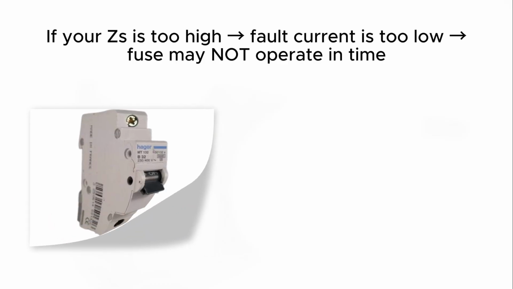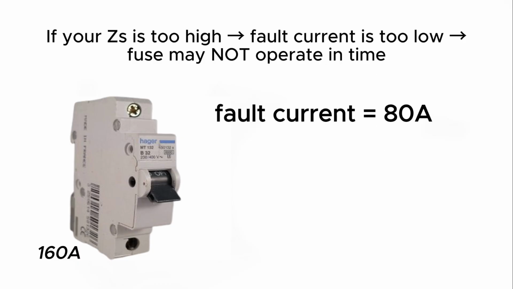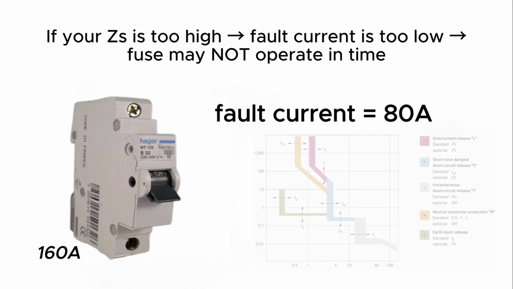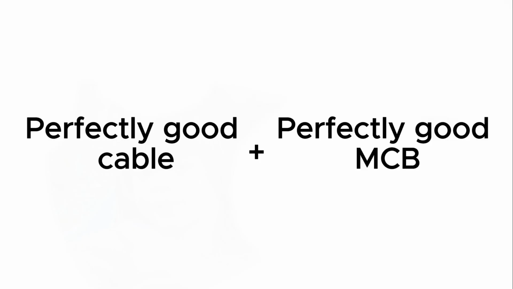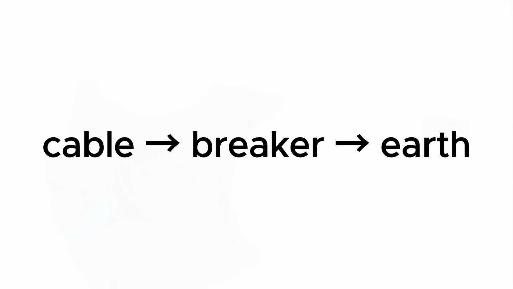For example, a B32 MCB typically needs around 160 amps to trip instantly in the magnetic region. If your fault current is only 80 amps, it won't hit that instantaneous curve, and the disconnection could take several seconds, which may fail the 0.4 second rule. So you can have a perfectly good cable, a perfectly good MCB, and still have a dangerous installation because the fault current isn't high enough. This is why the relationship between cable, breaker and earth is not optional. It's the core of safe electrical design.